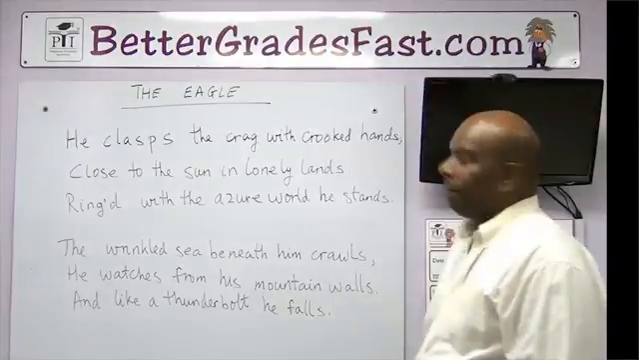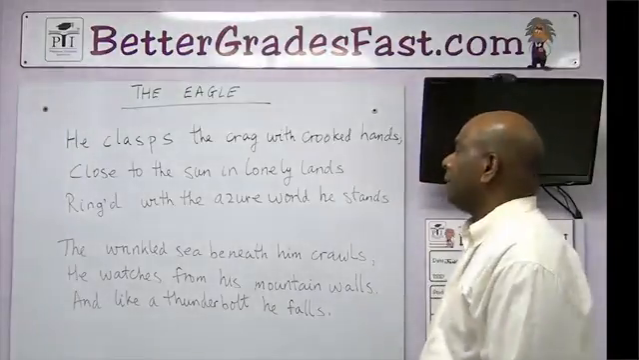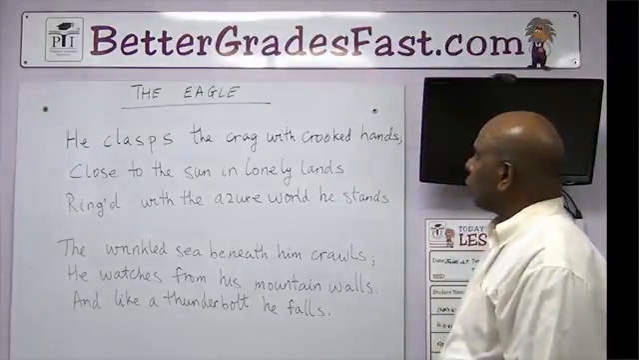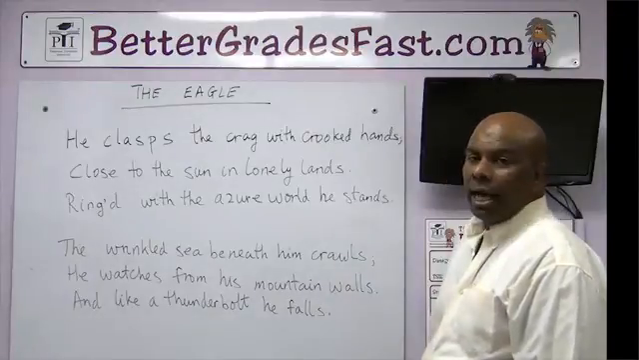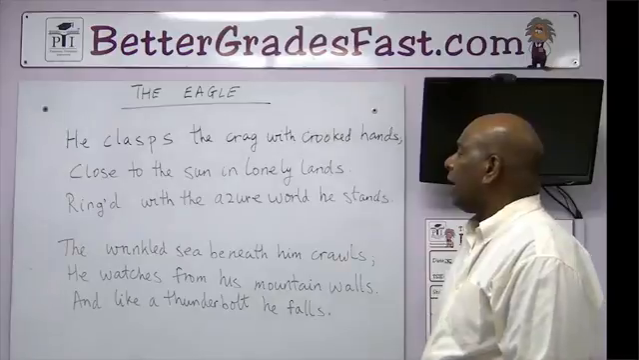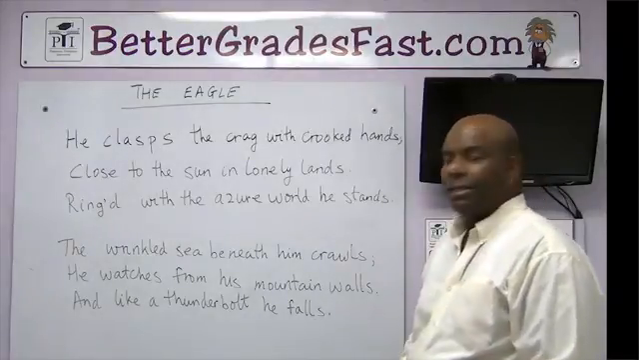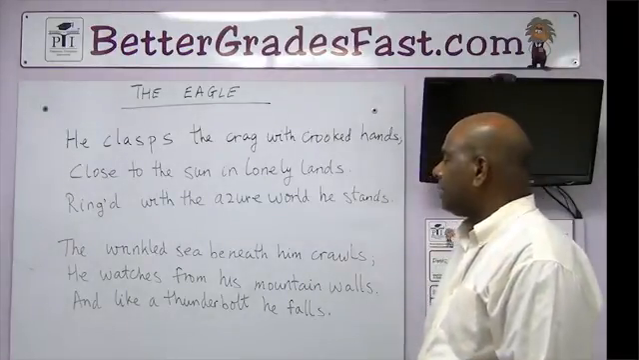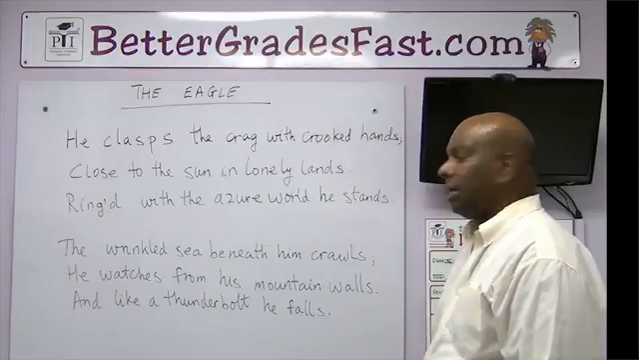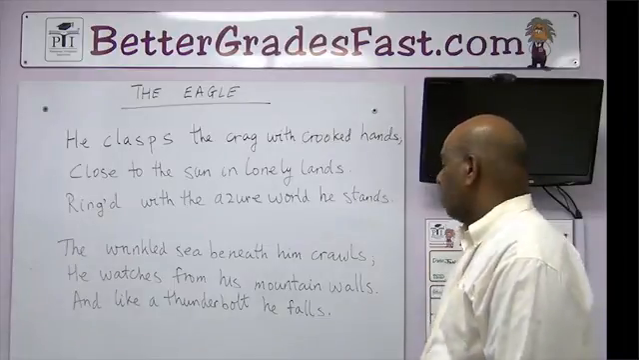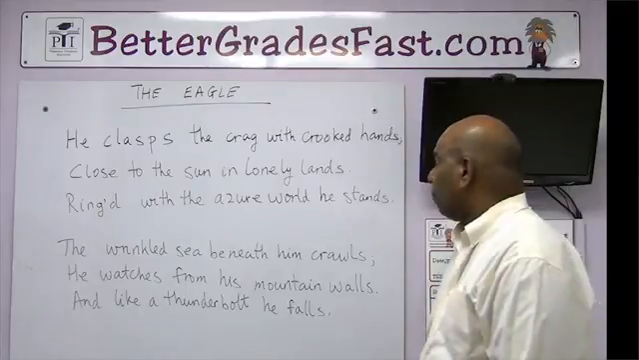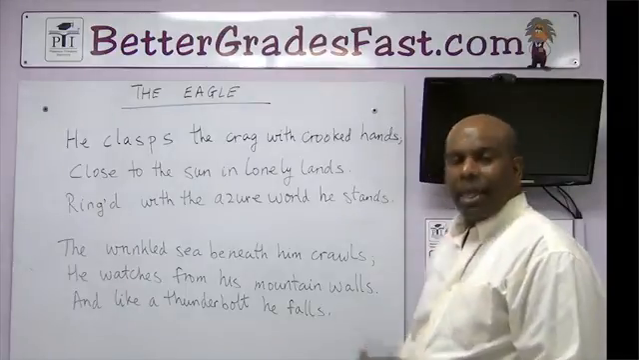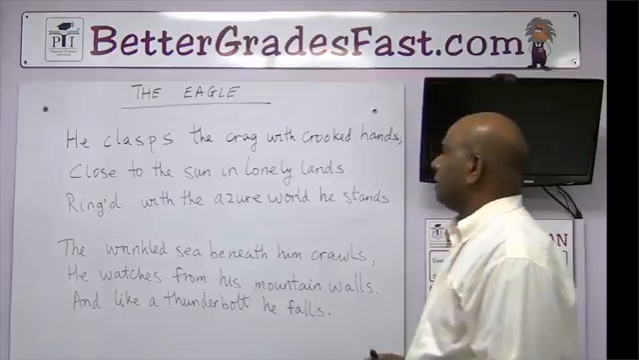The Eagle by Alfred Lord Tennyson. He clasped the crag with crooked hands, close to the sun in lonely lands. Ringed with the azure world he stands. The wrinkled sea beneath him crawls. He watches from his mountain walls, and like a thunderbolt he falls. Nice simple poem, just 6 lines.